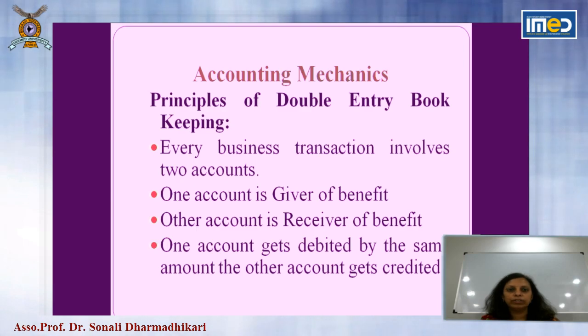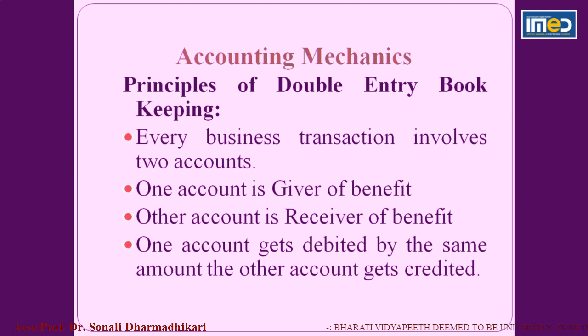First, we are going to see the principles of the double entry bookkeeping system. We follow the double entry bookkeeping system, which is legally allowed and legally enforced on businesses. As per the double entry bookkeeping system, every business transaction involves two accounts. We have seen accounting concepts. In the dual aspect concept, we have seen that every transaction has two aspects. The same is reflected in the principles. Every transaction involves two accounts. One account is the giver of the benefit and the other account is the receiver of the benefit.